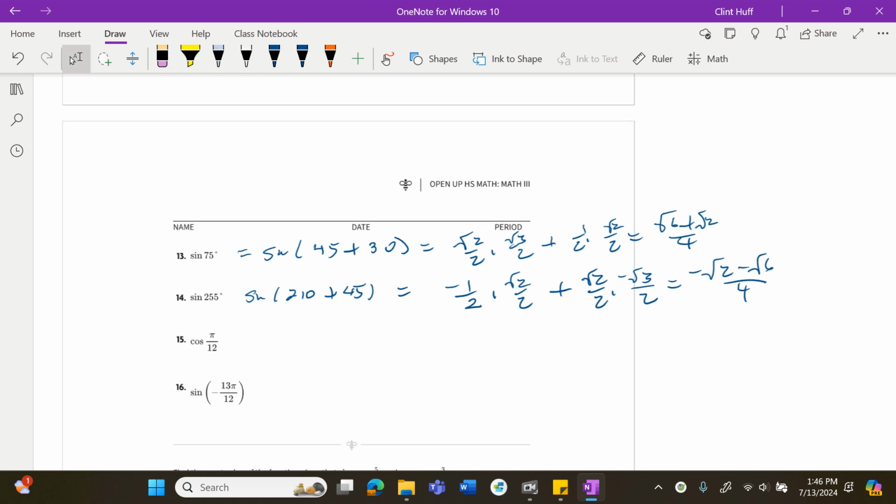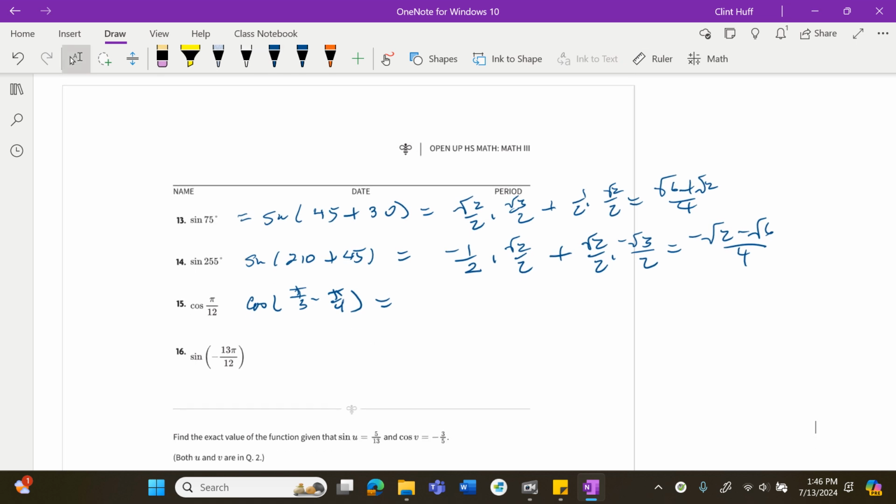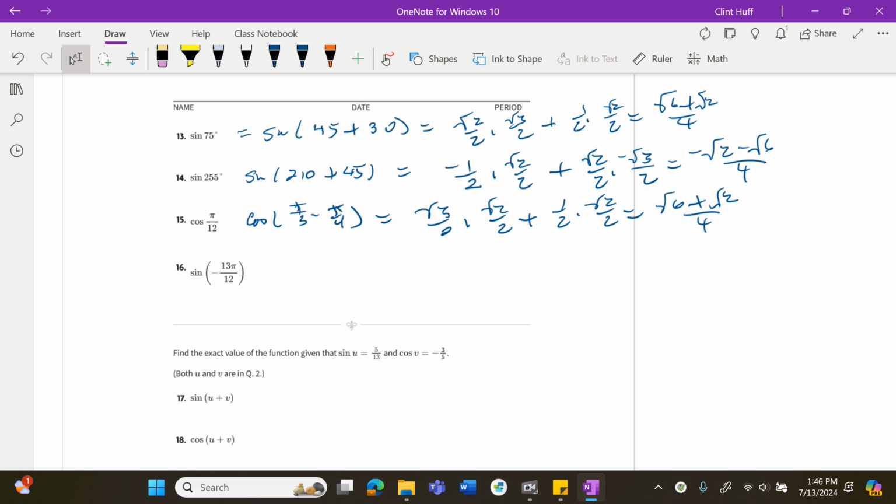Okay, and the cosine of pi over 12, we said that we're going to do that one as the cosine of pi over 3 minus pi over 4. A little bit different formula here. So it's going to be cosine of pi over 3, which is root 3 over 2, times the cosine of pi over 4, which is root 2 over 2, and then plus the sine of pi over 3, which is 1/2, times the sine of pi over 4, which is root 2 over 2, giving us root 6 plus root 2 over 4.